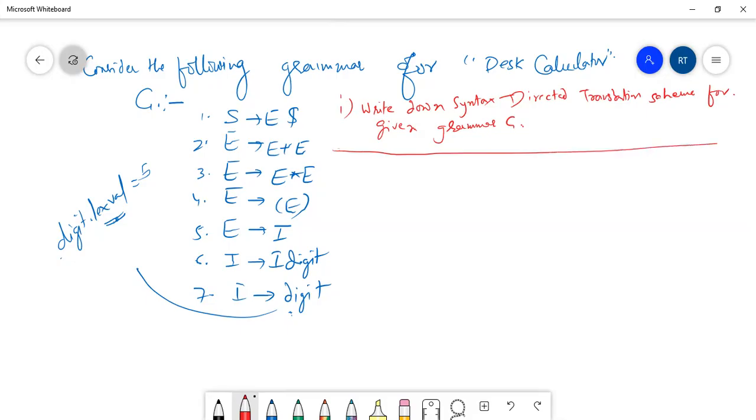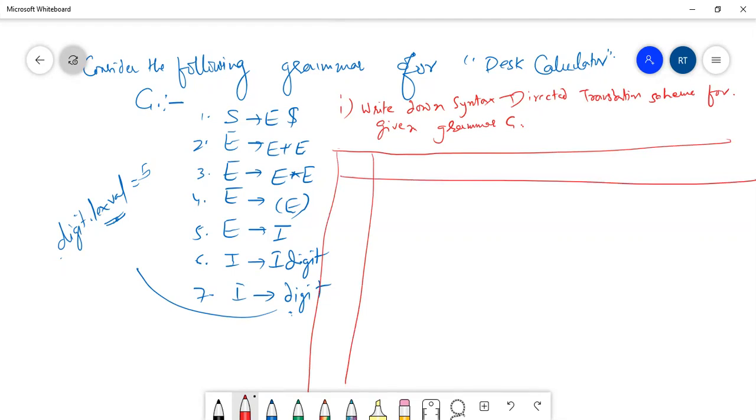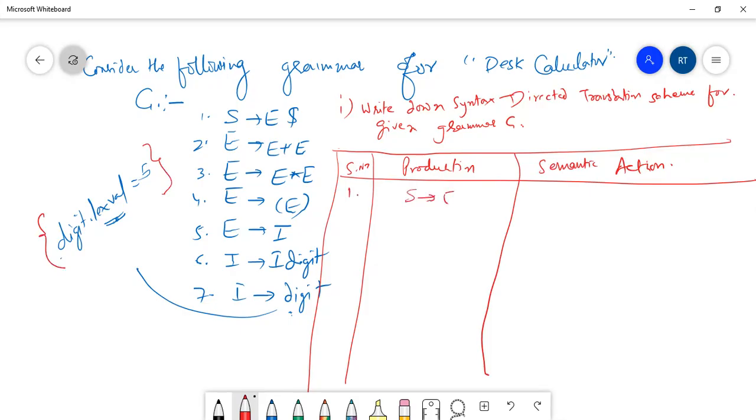For that, always remember we have to represent it in the form of a table, which consists of a serial number, the corresponding production, and the associated semantic action. This is our syntax directed translation scheme. And I told you that the semantic action is always written in curly braces. Okay, so for my first production, I write the same production as E tends to E dollar.